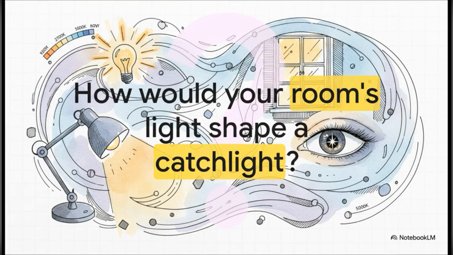So, here's an interactive challenge for you before we go. Look at the light in your room right now. Seriously, take a quick look around. What temperature do you think it is on the Kelvin scale? And if someone were sitting right across from you, how would that exact light source shape a catchlight in their eyes? Keep asking yourself these questions, and I promise you, you will never look at the world the same way again.